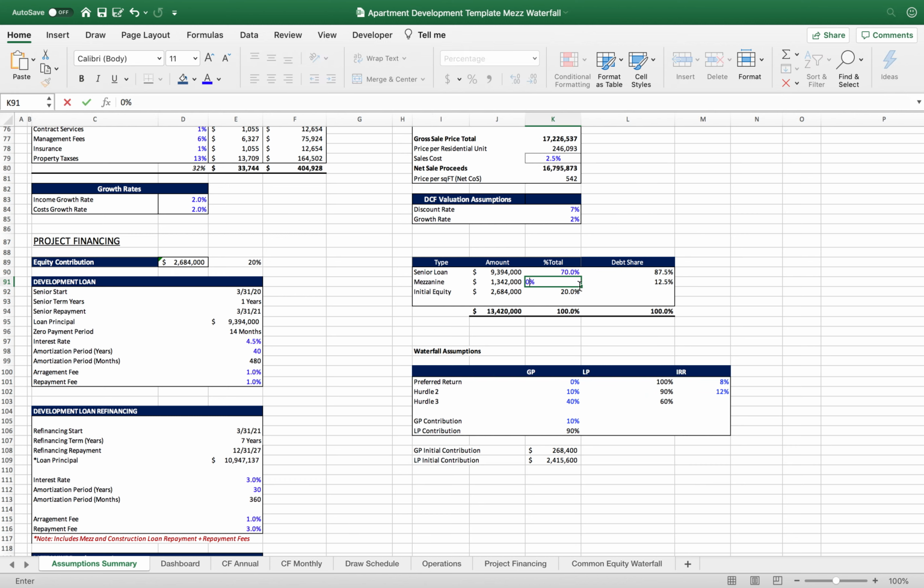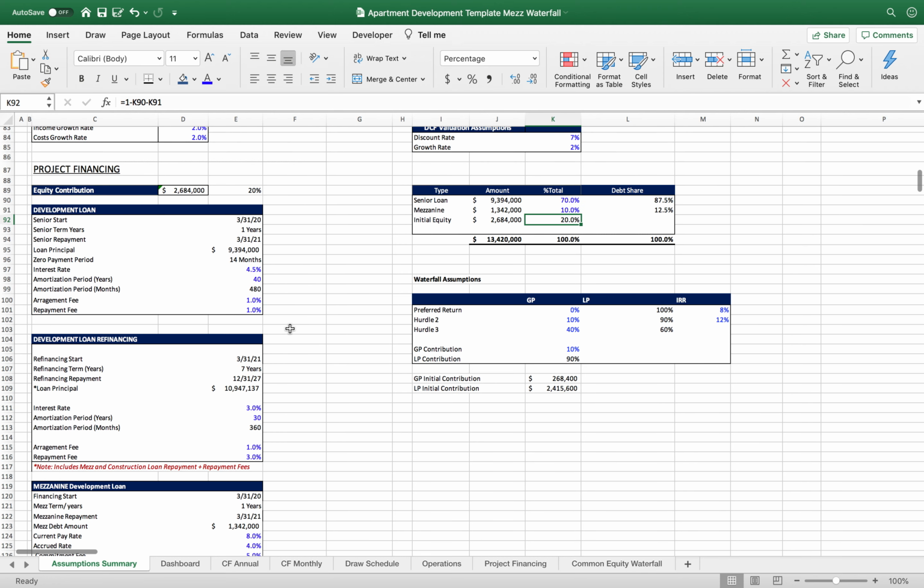So if you don't want to have mezzanine loan included, put zero, though the initial equity will adjust automatically. Let's assume there is a mezzanine for now. Development loan assumptions and the refinancing of the development loan and the mezzanine loan assumptions. And the waterfall, where you can choose the contribution coming from JV partners and IRR hurdles. The preferred return is 8%, 12%, etc.